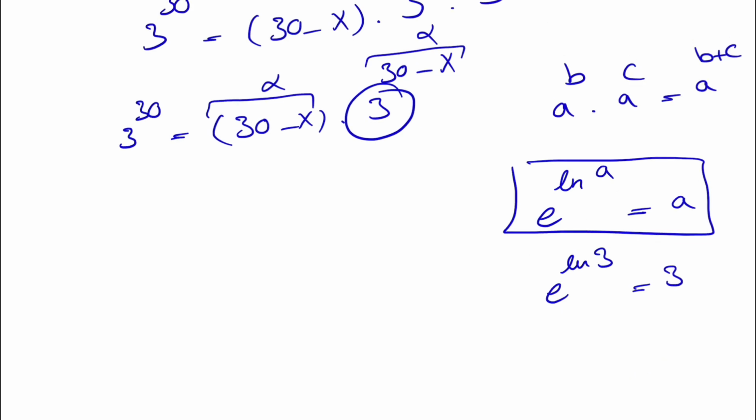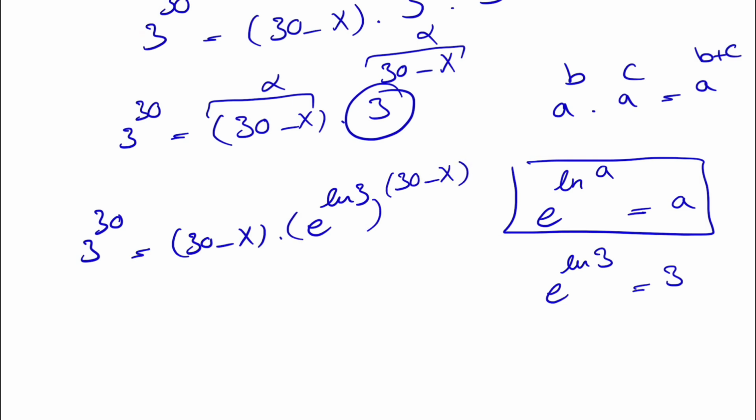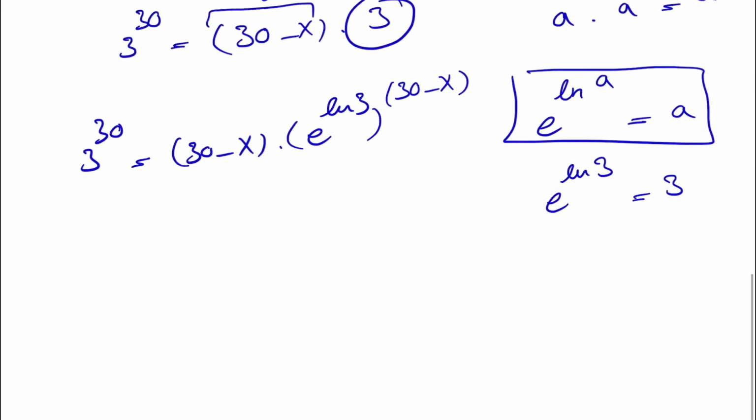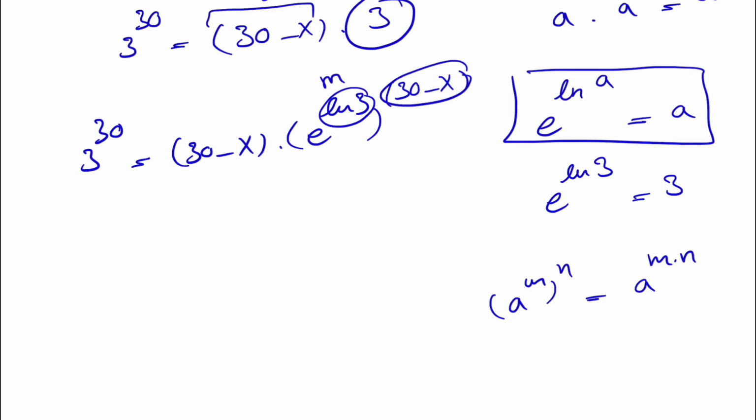So let's just do that and put that in here. So 3 to the 30 is equal to 30 minus x times e to the power of ln of 3 to the power of 30 minus x. And from the laws of the exponent, when we have a to the m to the power of n, this would be basically a to the power of m times n. And what we have in here, this is our m and this is our n.